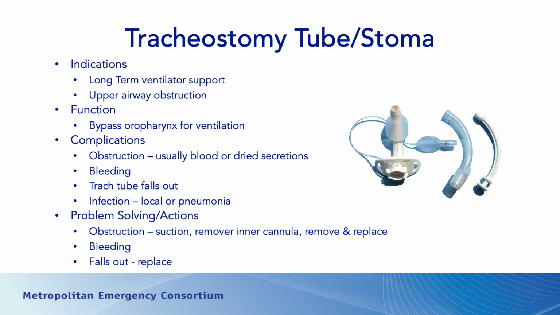Sometimes we'll see bleeding. The bleeding could be immediately after the tracheostomy is performed. It could be a post-operative bleed. Typically, those are venous bleeds, so they're low pressure, they're non-pulsatile, and if you have a patient like that, just packing the area off with a 2x2 or a 4x4 is usually enough to control the bleeding.